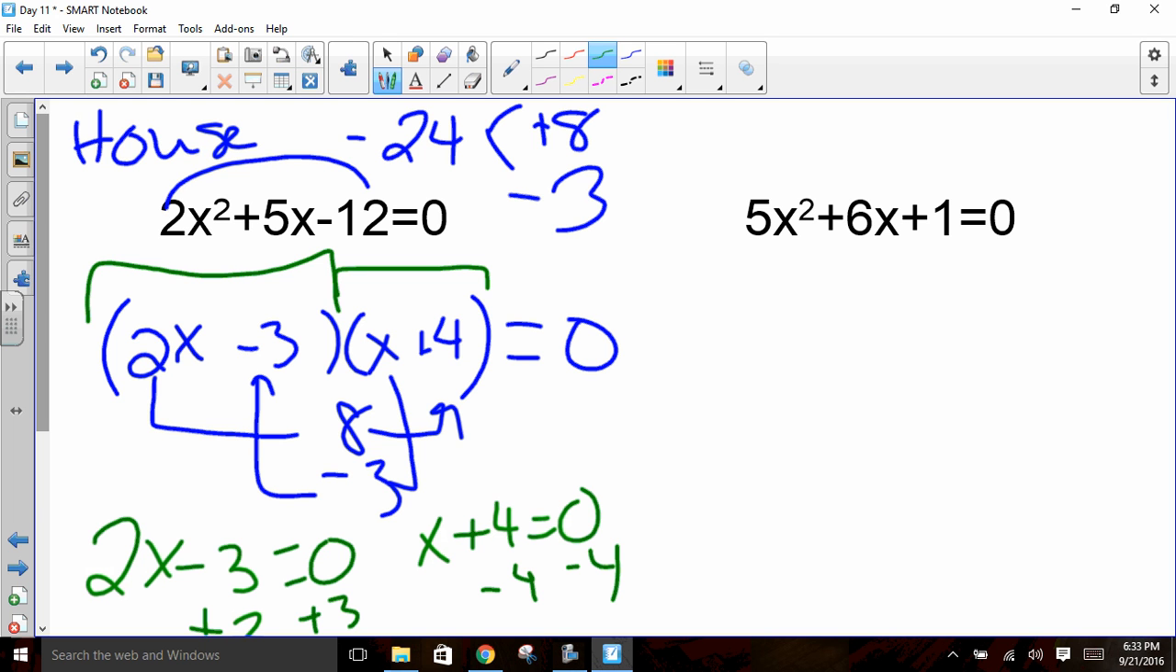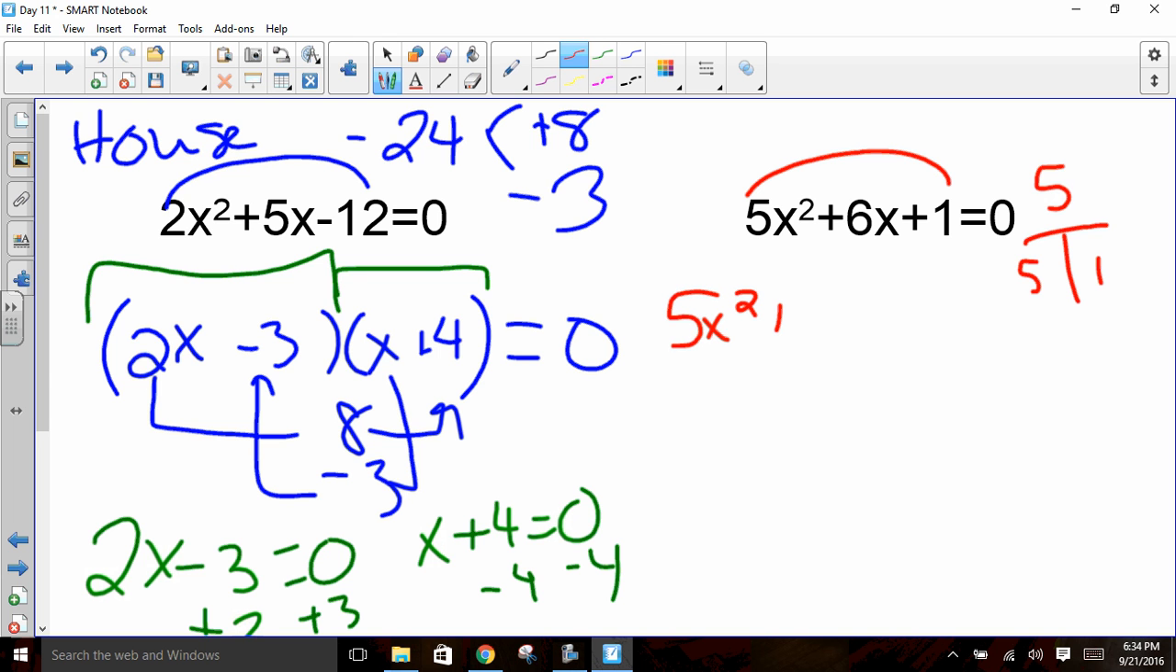Okay, since I did house over here, I'm going to do T on this one. So I have my big capital T. Multiply into 5 and 1. 5 times 1 is 5. Okay, so what gets me to 6? Well, 5 and 1. So I have that 5x squared plus 5x plus 1x plus 1.